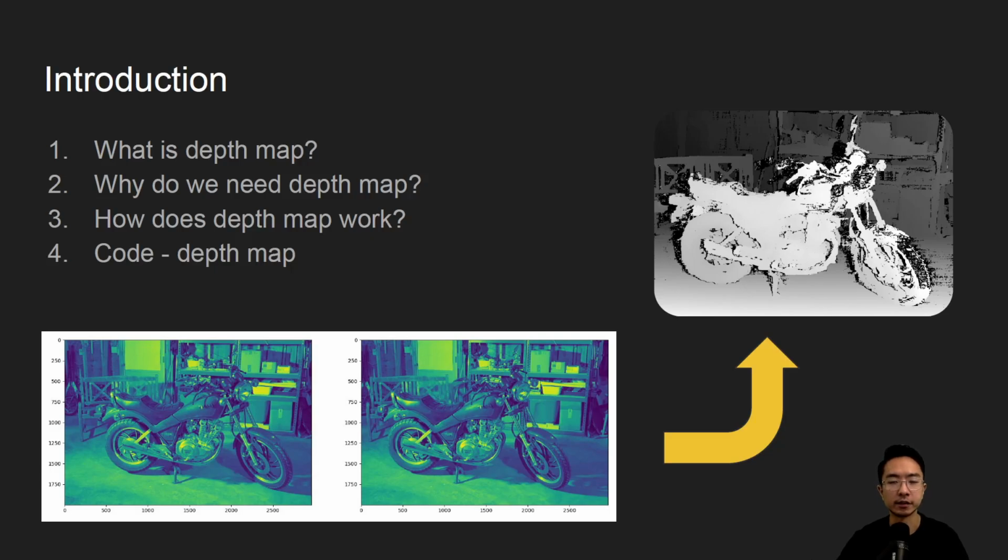All right, in this video, we're going to talk about depth maps in OpenCV using Python for stereo vision. So we're going to start off by saying what it is, why do we need it, how does it work, and jump right into a coding example. By the end of this video, we will see how we can get two stereo images and get the depth map that we can see here up on top.